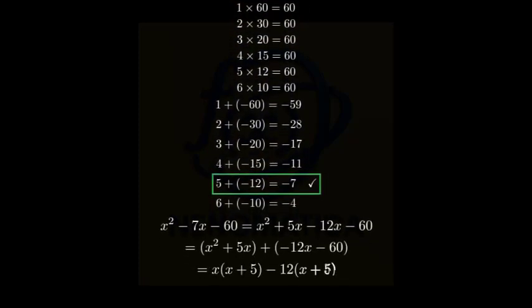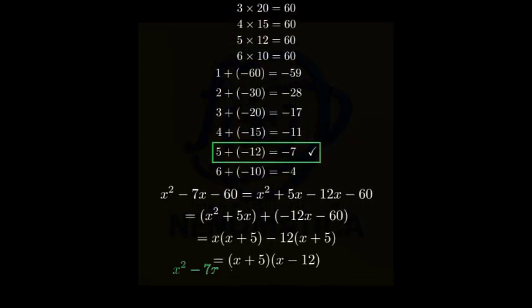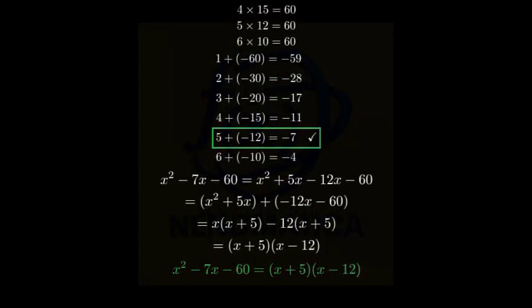From the first two terms, we can factor out an x, and from the last two terms, we can factor out negative 12. We can now factor out the common factor x plus 5. So our final factored form is x plus 5 times x minus 12. Let's move on to a more challenging example.